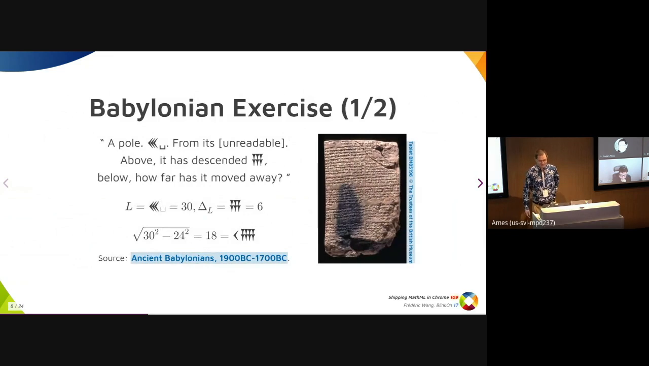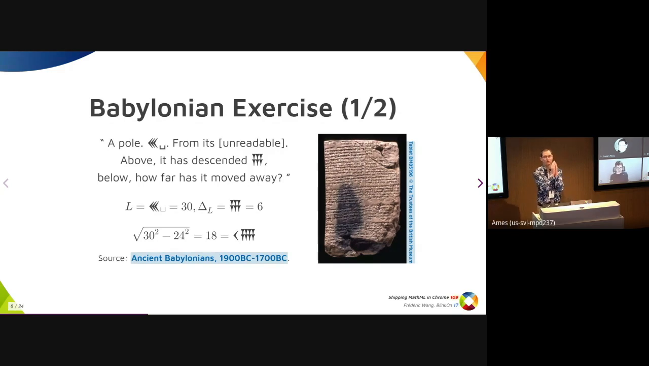Okay, so going back to the demos, I'm going to talk about the tablet BM 85196, which is actually not a new Android device, but is this clay tablet that you can see in the picture, coming from the Babylonian era. This tablet is interesting because it's one of the oldest mathematical problems we have. So it's basically as follows.